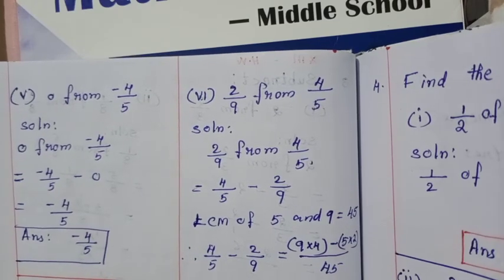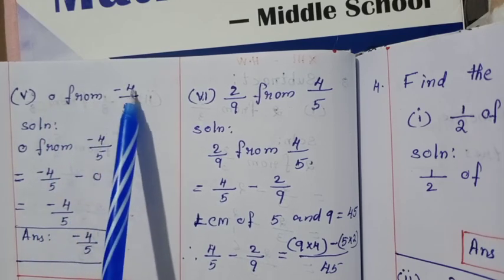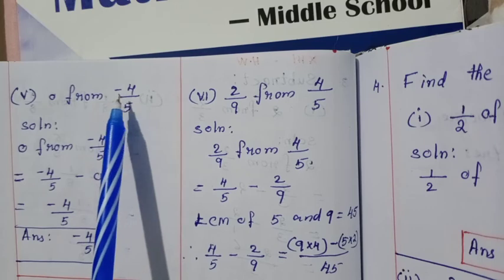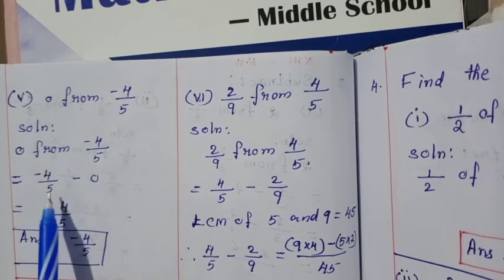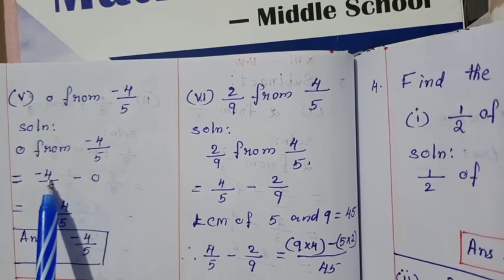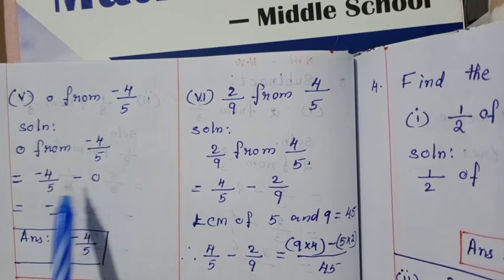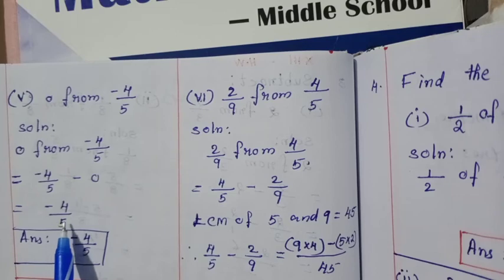Question number 5. Subtract 0 from minus 4 by 5. First we will write minus 4 by 5 minus 0. So minus 4 by 5 minus 0 means the answer is the same, minus 4 by 5. 8 minus 0 means 8 is the answer, or 25 minus 0 means 25 is the answer.